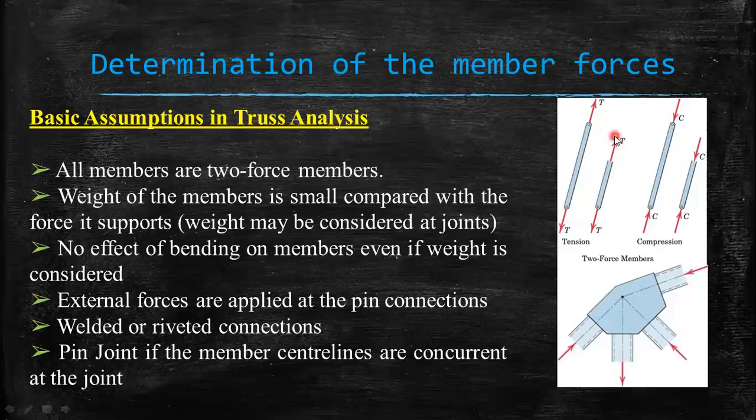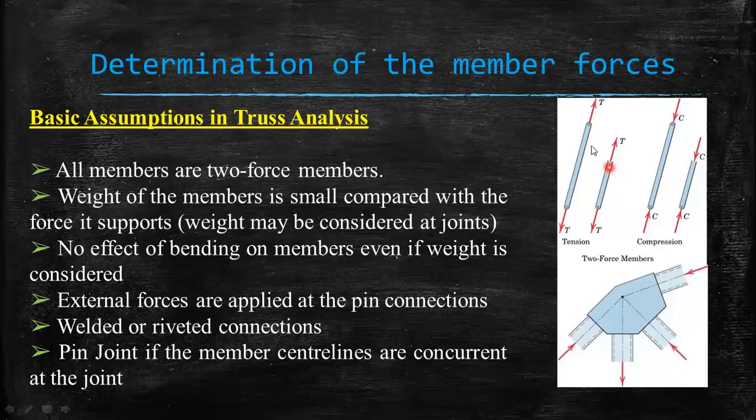Why will there be only two forces? Two force member means there will be either tension or compression. There will be no other forces acting within this member. This member will be subjected to only two kinds of forces, tensile forces or compressive forces. But why are these members undergoing only tensile or compressive forces? In the analysis of beams, you have already seen the beam may undergo tension, may undergo compression, may undergo bending as well.